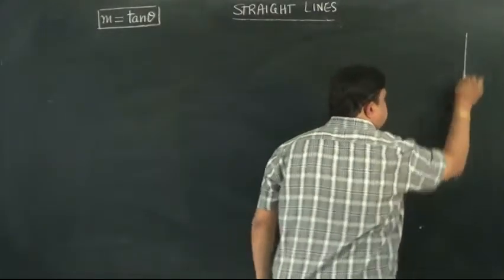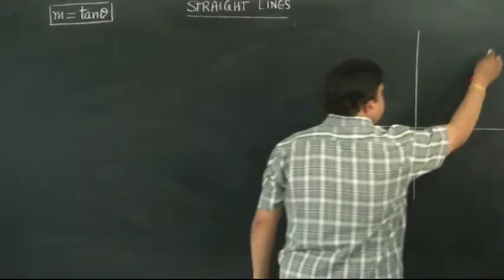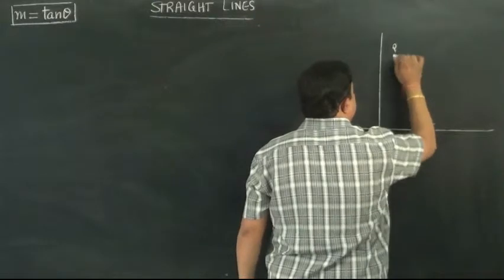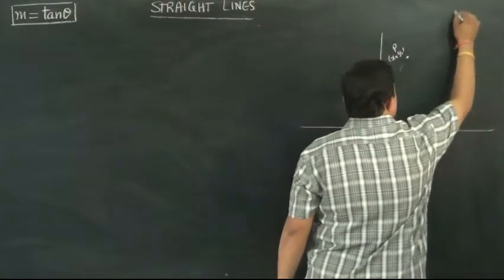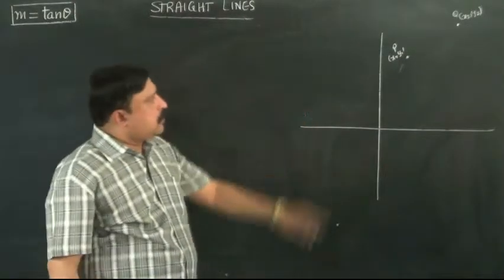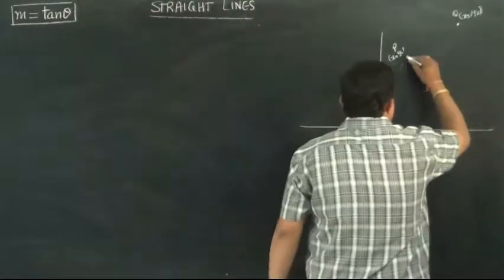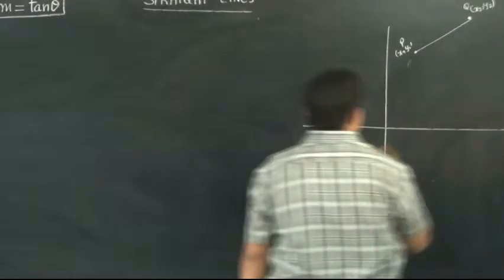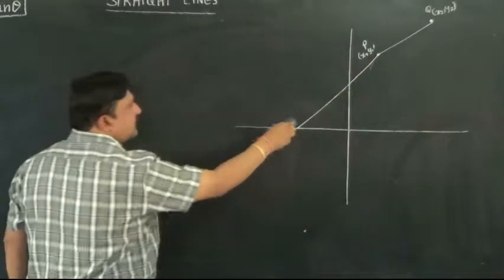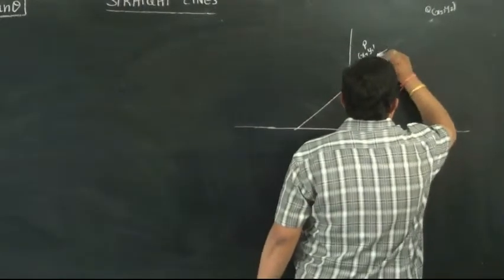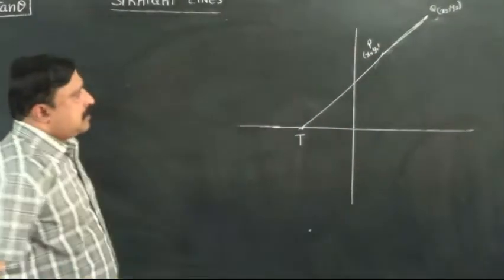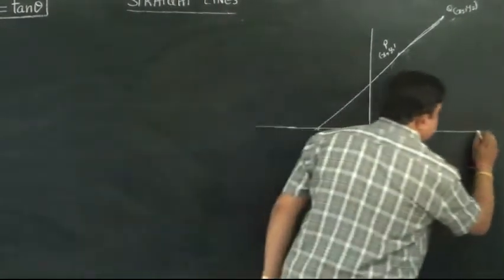In the coordinate system, I will consider a line joining the points P (x1, y1) and Q (x2, y2). Let P equal (x1, y1) and Q equal (x2, y2) be any two points. Join them, you get straight line PQ, and produce the straight line to meet the x-axis at T. This is the line PQ produced to meet the x-axis at T. This is the origin of the coordinate system, the x-axis and the y-axis.